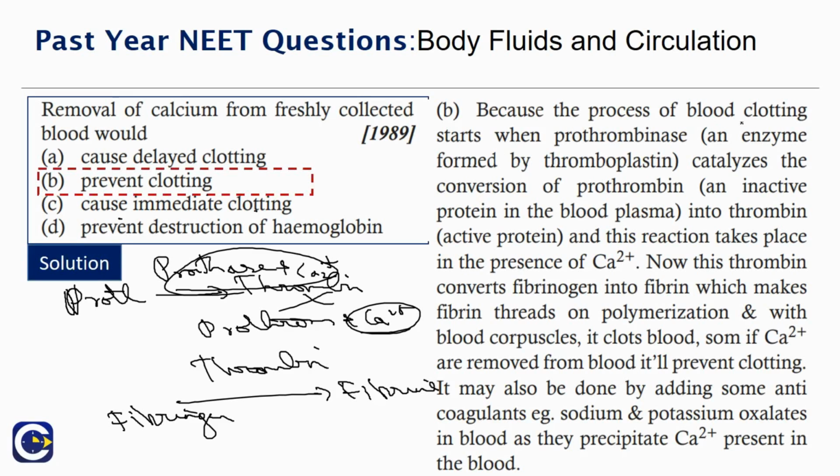The process of blood clotting starts when prothrombinase catalyzes the conversion of prothrombin into thrombin, and this reaction takes place in the presence of calcium. Now this thrombin converts fibrinogen into fibrin, which makes fibrin threads that polymerize with blood corpuscles. It clots blood. So if Ca2+ ions are removed from the blood, it will prevent clotting. It may be done by adding anticoagulants, for example sodium and potassium oxalates, which precipitate calcium. Heparin does not block calcium, while sodium and potassium oxalates do.